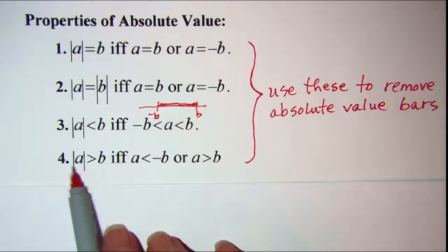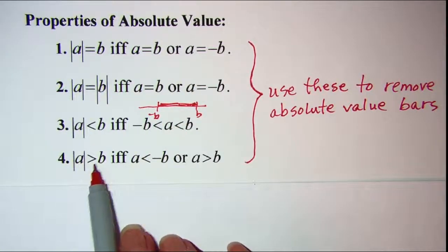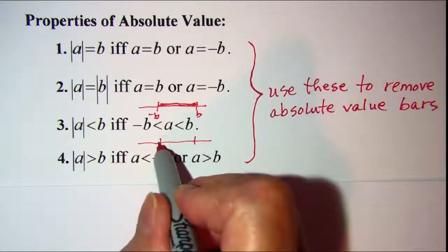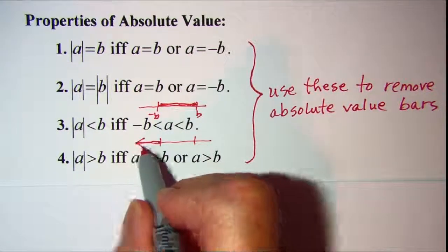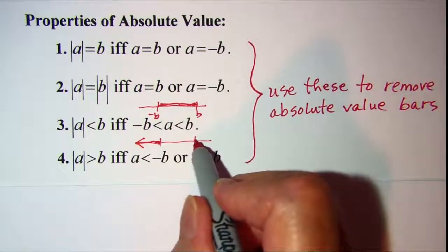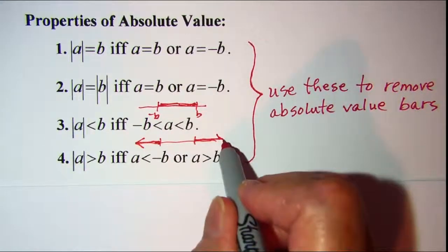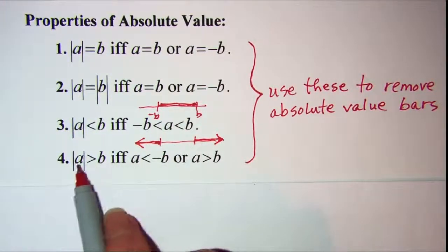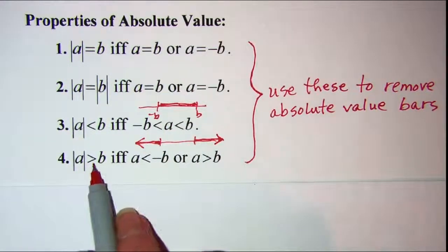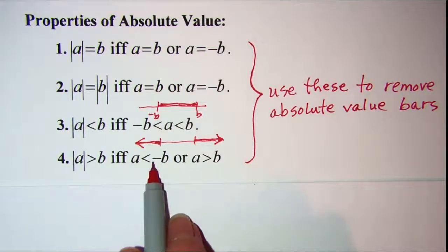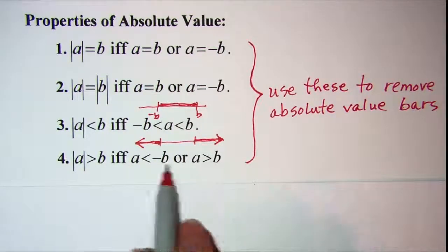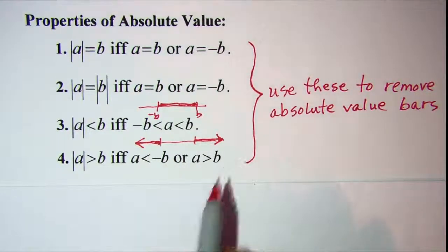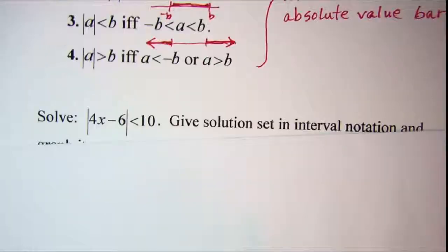If you have the absolute value of a greater than b, remember that one was the one where we went out away from the endpoints. And so when you do that, when you have absolute value of a is greater than b, then you have to write 2 inequality statements. A is less than -b or a is greater than b. So let's do a few problems.